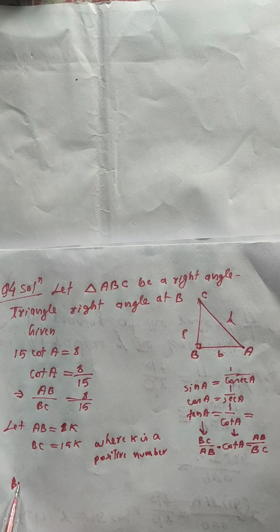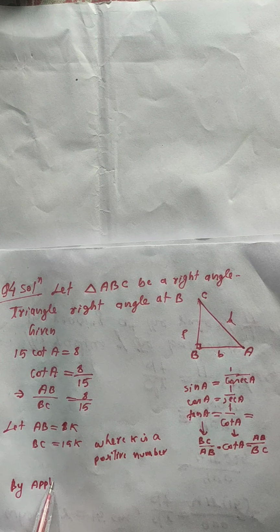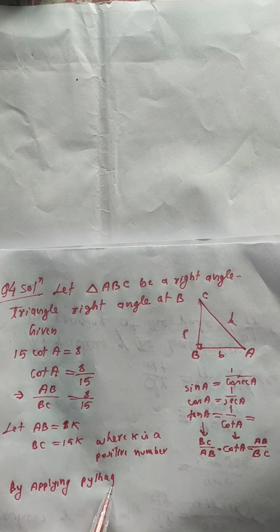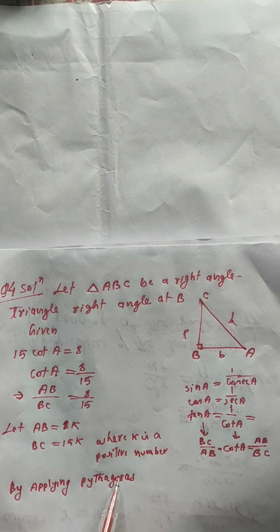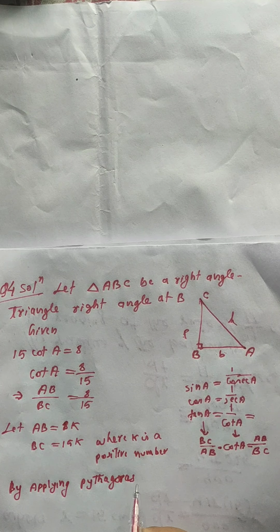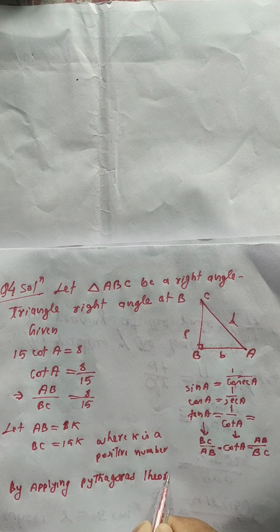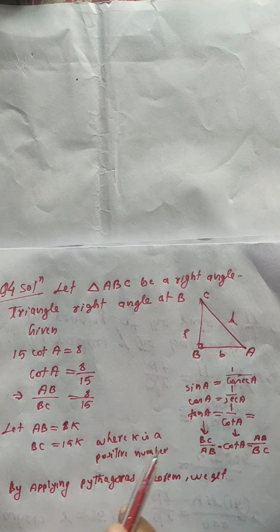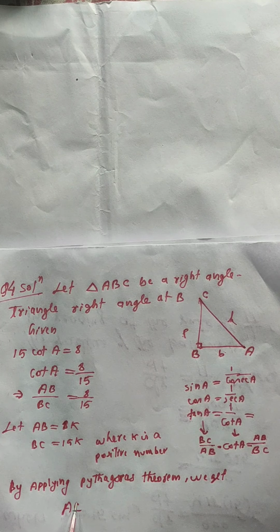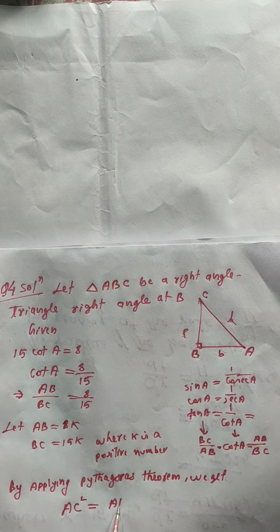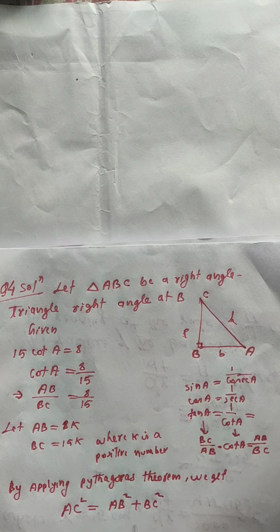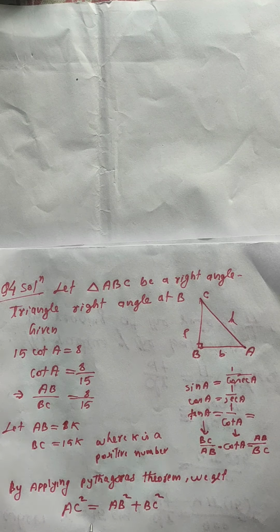So by applying Pythagoras theorem, we get longest side, isn't it? AC square equal to AB square plus BC square. Now what is AC here? We don't know the value of AC. We have to find out the value of AC.